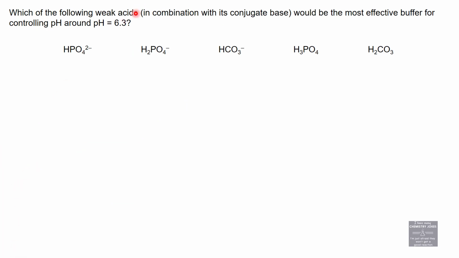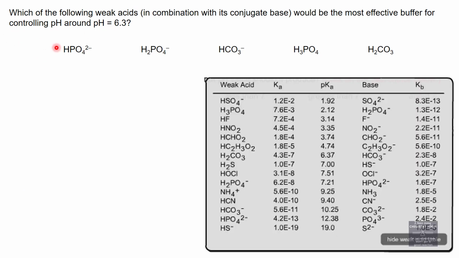Which of the following weak acids, in combination with its conjugate base, of course, would be the most effective buffer for controlling pH around 6.3? Okie dokie. HPO4. Well, it's saying as a weak acid, so that means HPO4 2 minus. So we're talking about that thing as an acid. No, it buffers around 12.38. It's not that one. H2PO4 minus, 7.21. That's reasonable to be around 6.3, but it's really 6.2 to 8.2. So let's see if we have a better option.